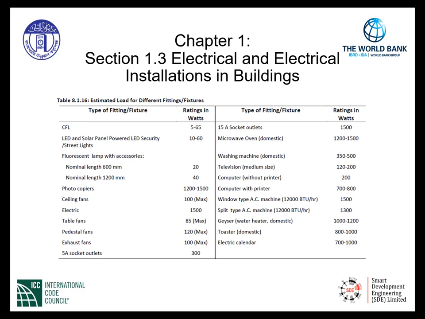Computer without printer, 200 watts. A computer with a printer will give us anywhere from 700 watts to 800 watts accordingly. If we have a window type AC machine that is 12,000 BTUs per hour, we have a wattage of 1,500 watts as an estimate.